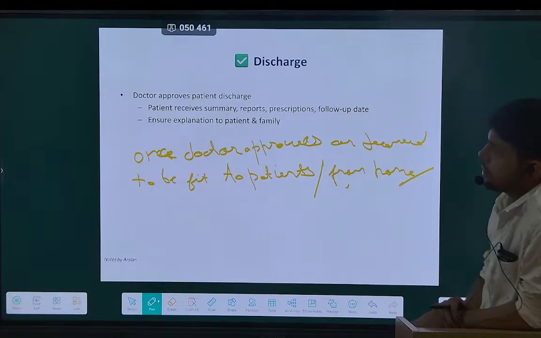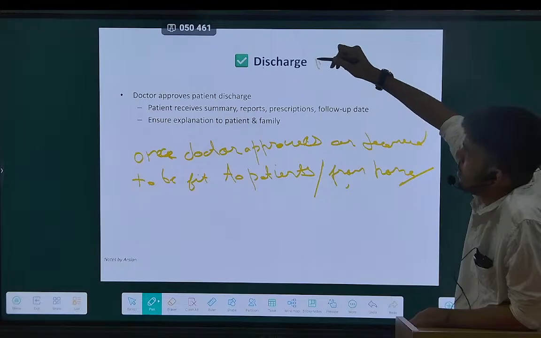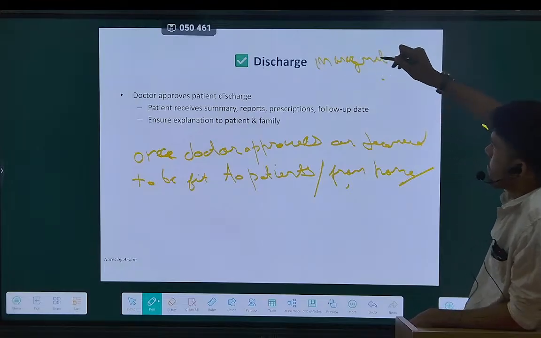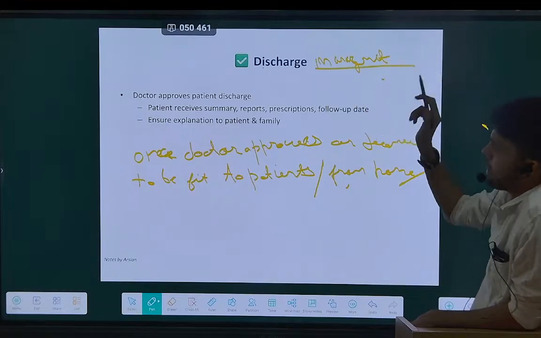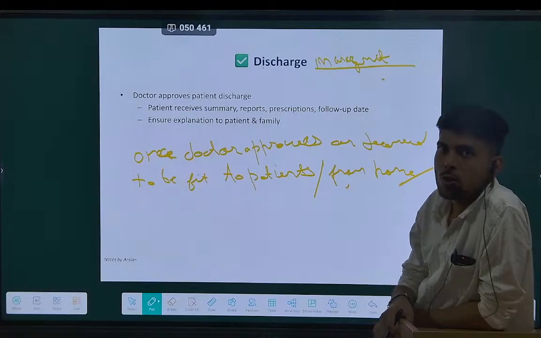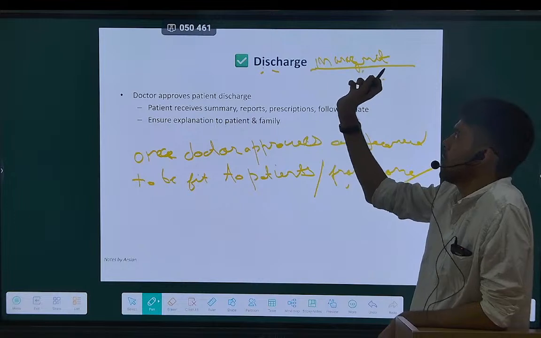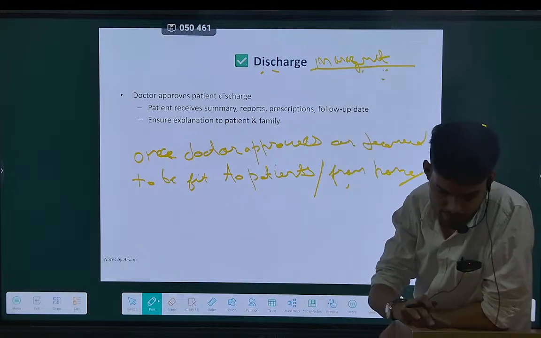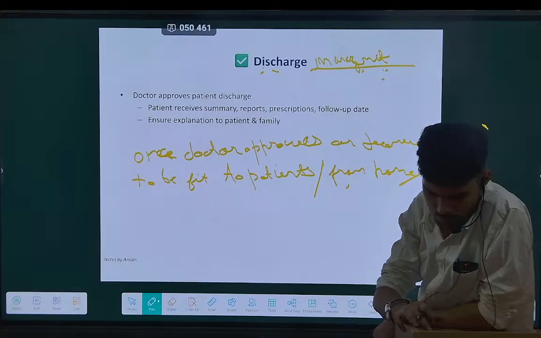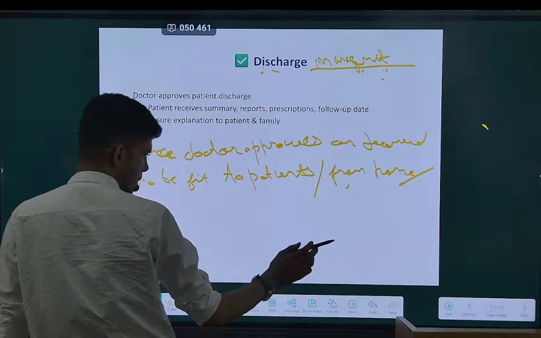What comes under the management when it comes to discharge? Discharge management. In all operations there is some management. Some functions are going on to run the hospital smoothly. So in discharge also there needs to be management. So what happens at the discharge?